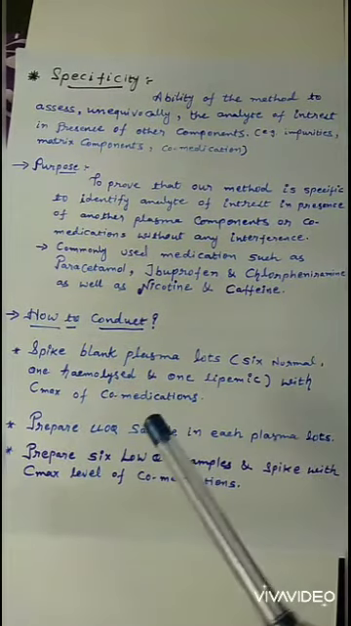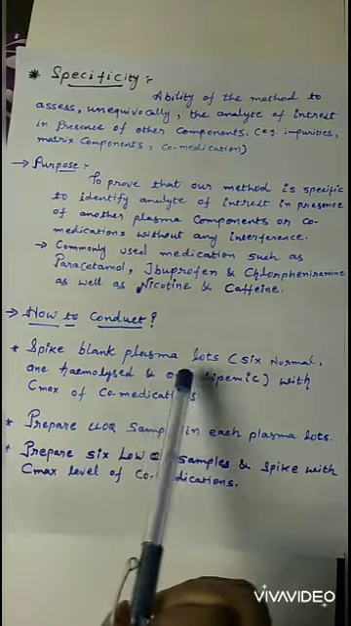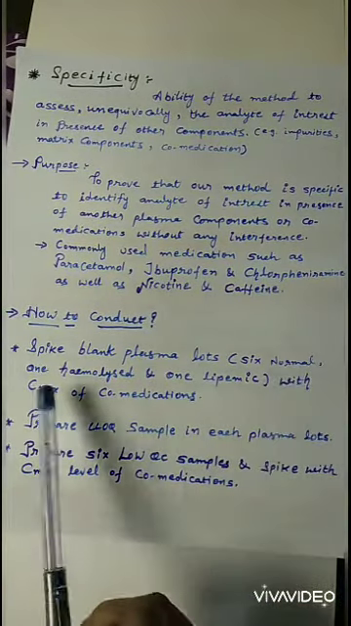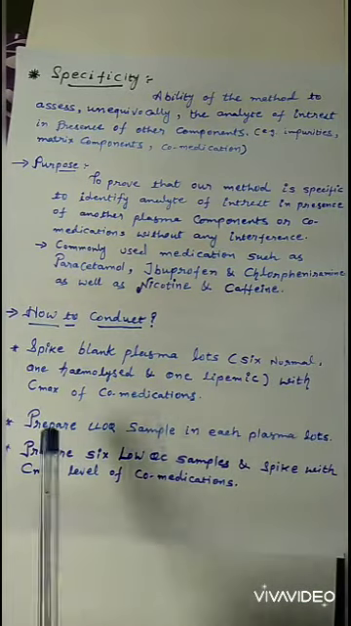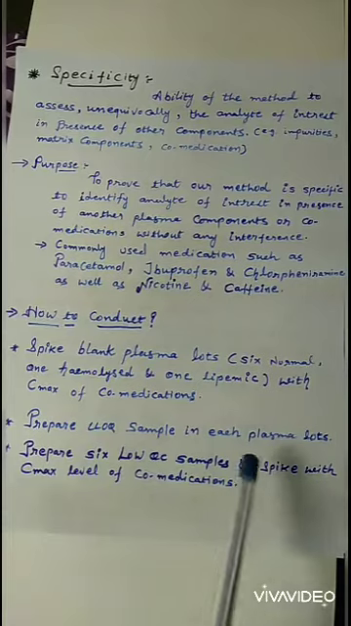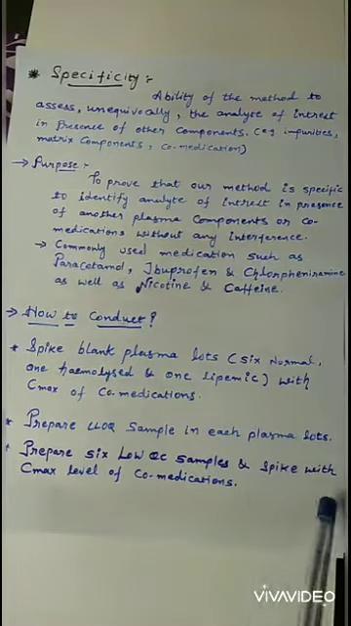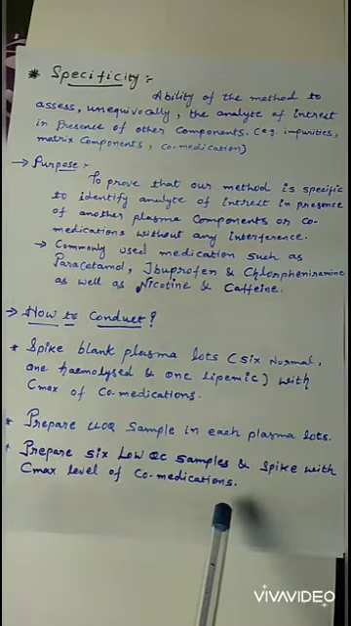Now, how to conduct the specificity experiment. Spike blank plasma lots, 6 normal, 1 hemolyzed and 1 lipemic, with Cmax of co-medications. Prepare an LLOQ sample in each plasma lot. Prepare 6 low QC samples and spike with Cmax level of co-medications.